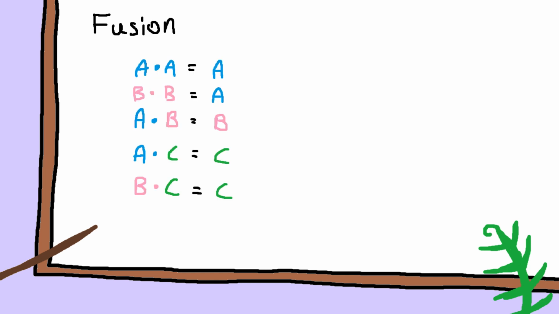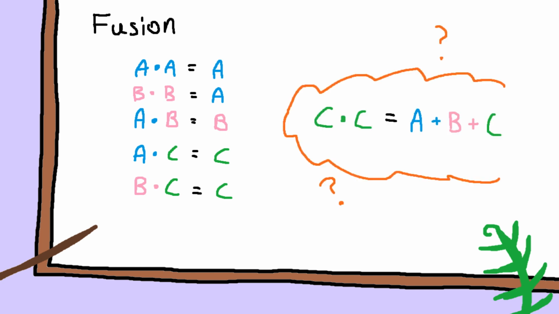Here, the possible fusion results are A fused with A gives us A, B fused with B also gives us A, A fused with B gives us B, C fused with B or C fused with A gives us C. And then there's a bit of a wacky one. C fused with C will give us A plus B plus C. C fuses to all of them.